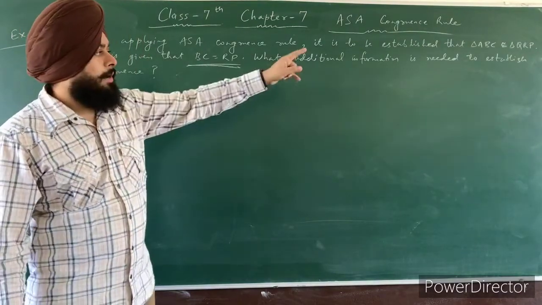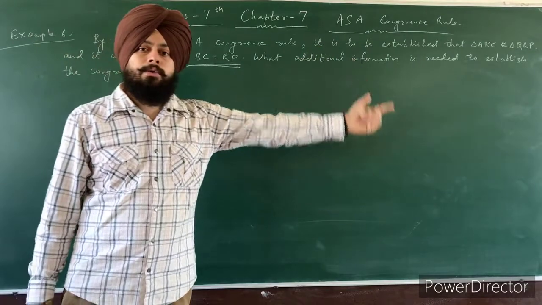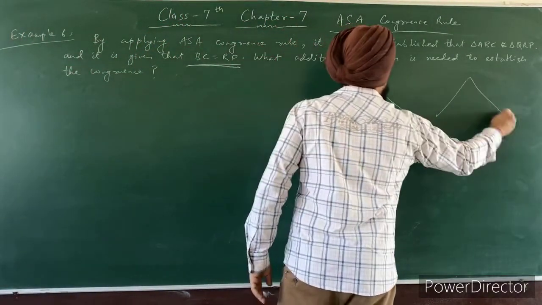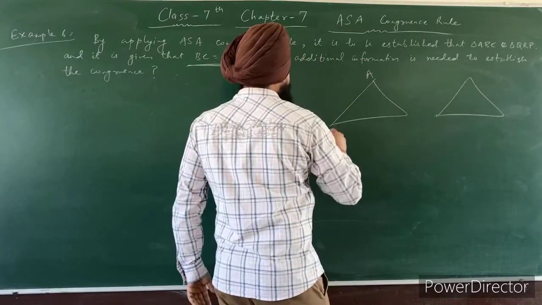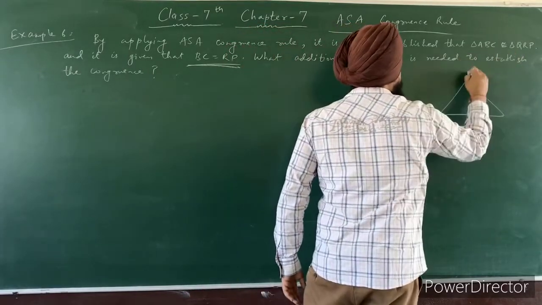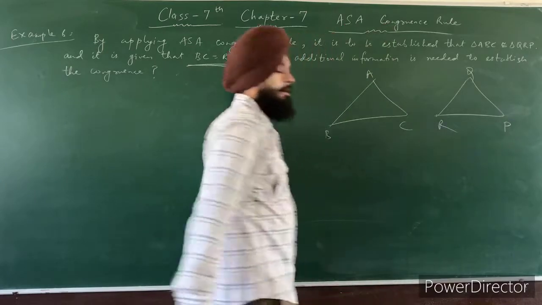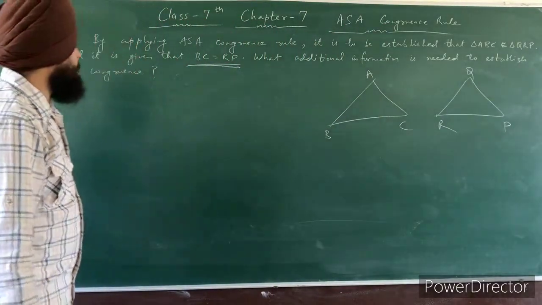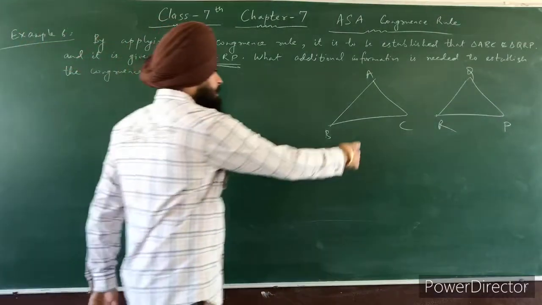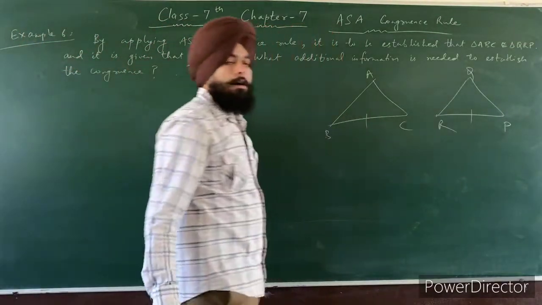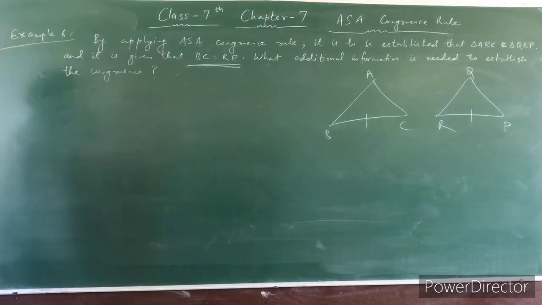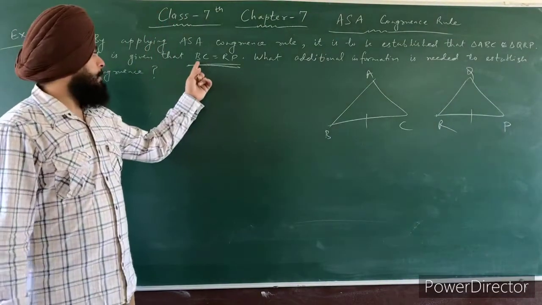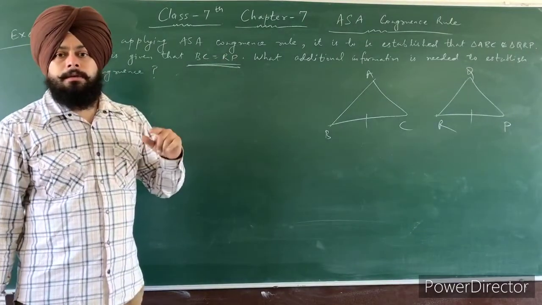So the triangles are triangle ABC congruent to triangle QRP. First you draw triangle ABC and triangle QRP, in which BC is equal to RP. So side BC is equal to side RP. By the ASA congruence rule, we have to find two angles which are included between the sides BC and RP.